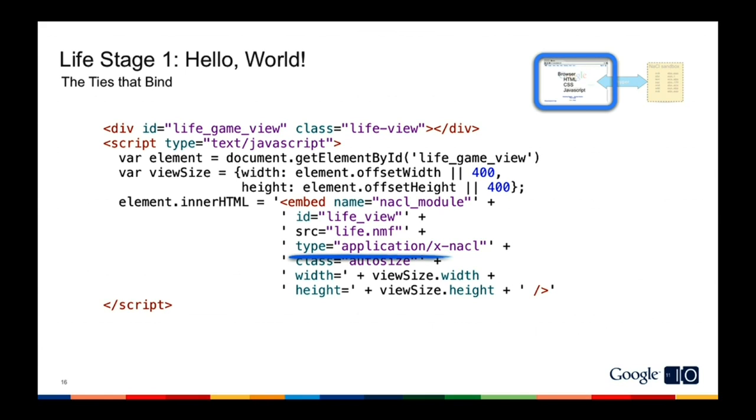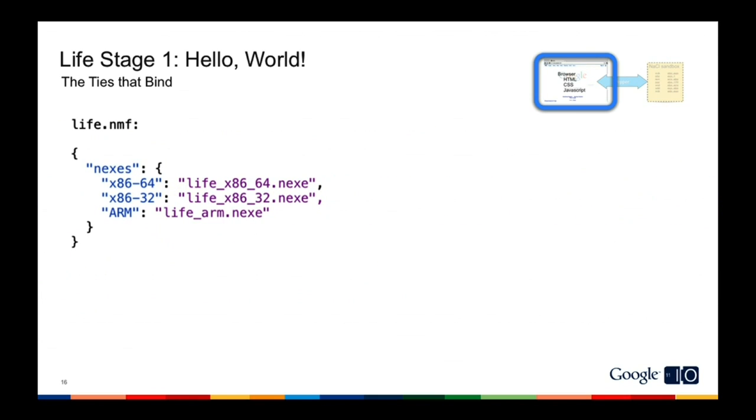We tell it its MIME type is an application, it's of type NACL. And this is just some JavaScript that I have that makes the embed tag expand to fill its tab. So this is how I'm kind of faking out a full tab game.